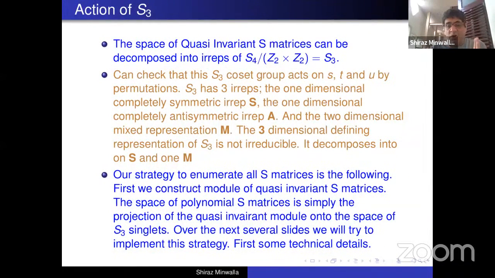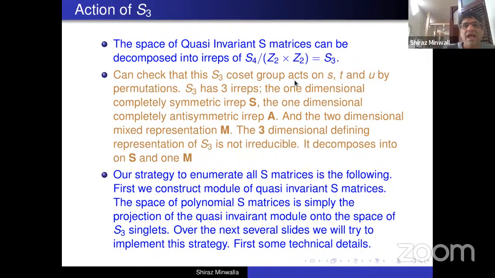Now, quasi-invariant S matrices are in general not fully permutation invariant, which tells us that they transform in representations of the part of S4 that has not yet been implemented. But the part of S4 that has not yet been implemented as invariance is S3. So these quasi-invariant S matrices transform as a representation of S3, and so can be decomposed into irreducible representations of S3.